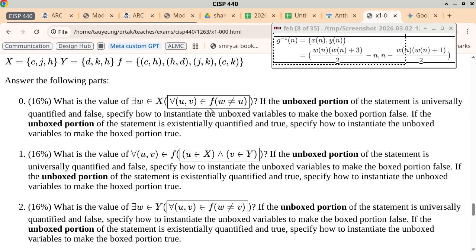Let me think about this a little bit. For every w in x, it doesn't match. It matches none of the two tuples of f. Okay, that's basically what it's saying. So for every w in x, it does not match any two tuple in f. So this would be false in this particular case. Okay. All right. So what about the second one?